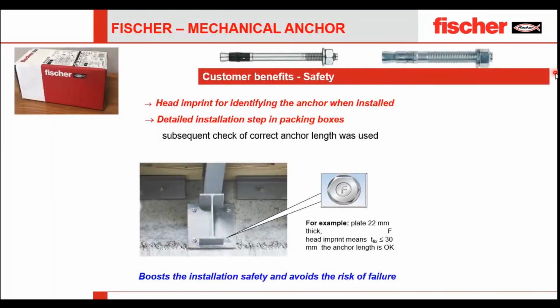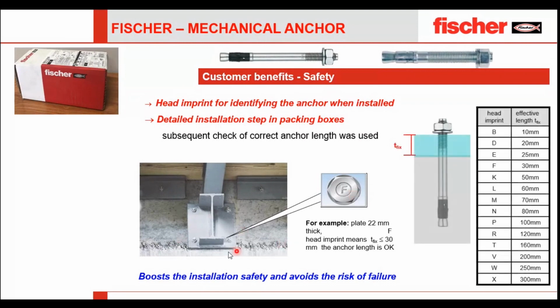So let's start with the Fischer mechanical hanger. The most important thing in the Fischer mechanical hanger is that you can find a head imprint to identify the installed hanger. It means once your team has installed it, if you want to make sure that the proposed hanger has been installed, you can see a letter, and this letter shows the T fix, how much the T fix is. From the T fix, you can also calculate the anchorage depth, the length, and the proposed hanger, which hanger we have proposed and that they have used the same hanger.